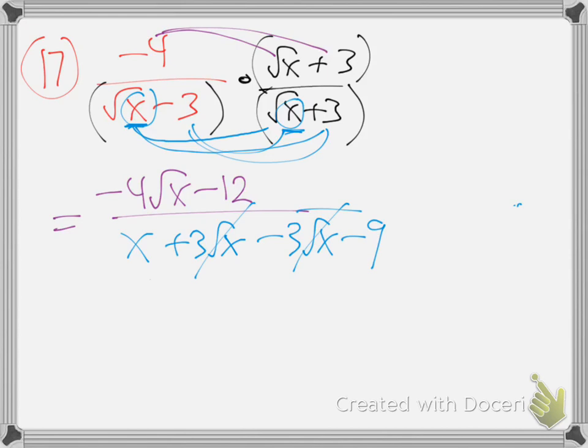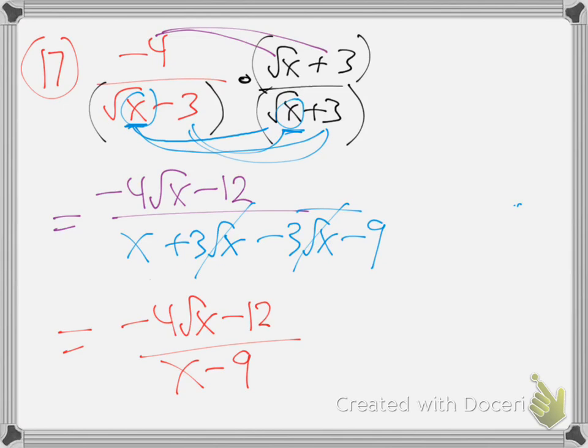And these guys cancel. That's why we use a plus and a minus. No more roots in the bottom, huh? See how that got rid of the roots from the bottom? So what does that give us? Minus 4 root x minus 12 over x minus 9.